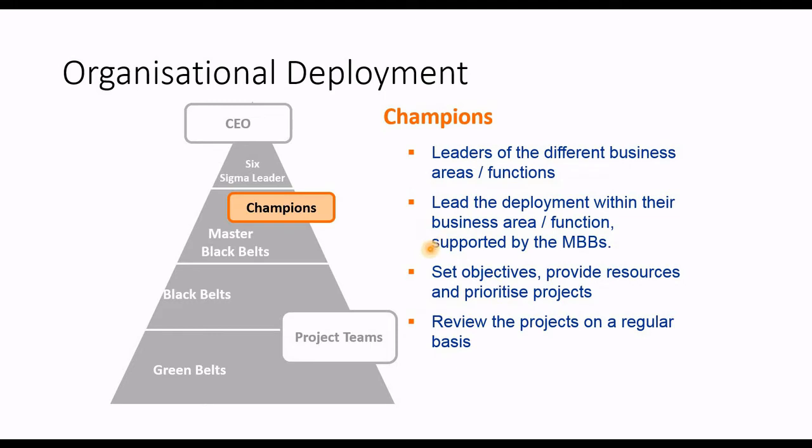Of course, he is supported by master black belt. We have seen this in the previous slide. But it is his responsibility to ensure that whatever projects are taken in his department, they are deployed, they are executed properly, and the results are delivered, because he is responsible for his department. So he will also ensure that the Six Sigma projects taken in his function or area are deployed. He will also set the objectives for his department. He will also set the priorities for his Six Sigma projects, and also he will provide the resources.